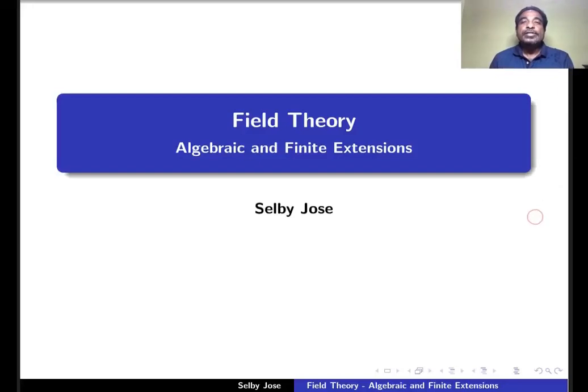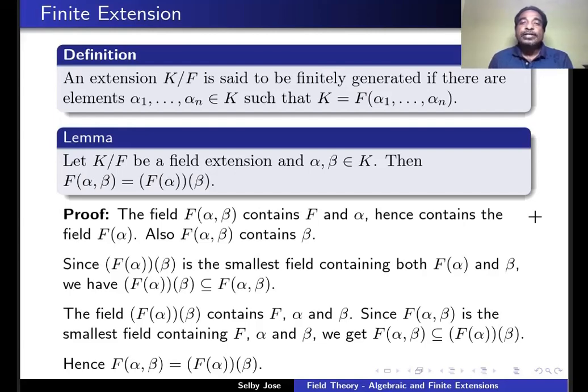Here we are going to discuss algebraic and finite extensions. What do you mean by a finitely generated extension? An extension K over F is said to be finitely generated if there are elements alpha 1, alpha 2, ..., alpha n in K such that K is equal to F(alpha 1, alpha 2, ..., alpha n). How do the elements of the field F(alpha 1, alpha 2, ..., alpha n) look?